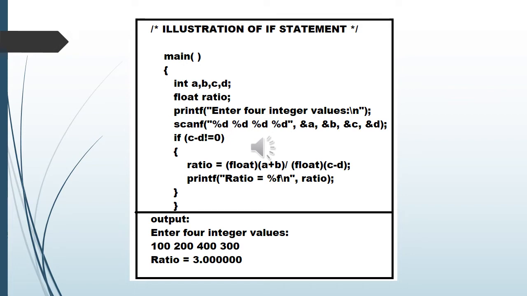I took the values of a, b, c, d as 100, 200, 400 and 300. 400 minus 300, c minus d, is 100. 100 is not equal to 0, so it will check the condition. Ratio is equal to float of a plus b divided by float of c minus d. Then it will calculate the ratio, and the value of ratio appears here.